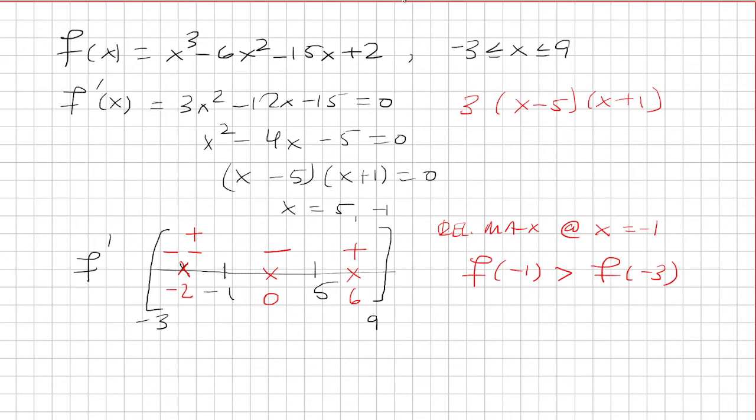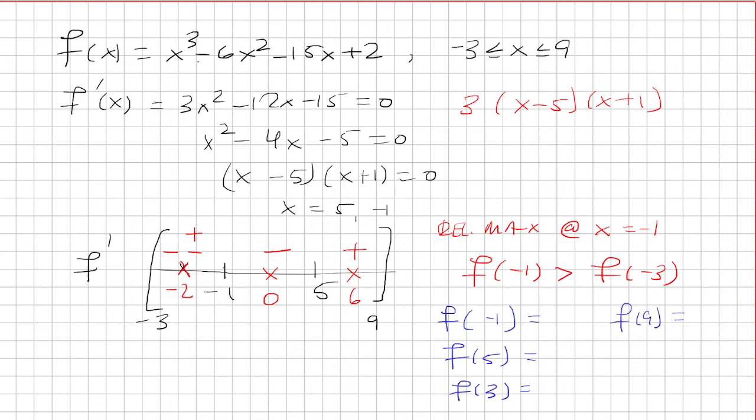But to make things very simple, all you really have to do is just test the critical points and the endpoints. So the critical numbers are -1 and 5. Endpoints are -3 and 9. So let's compare.